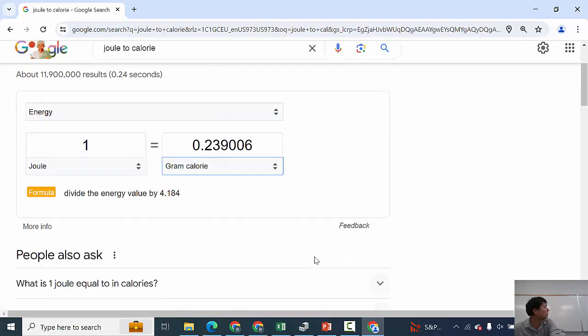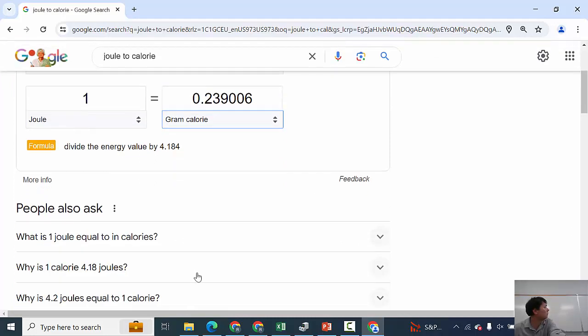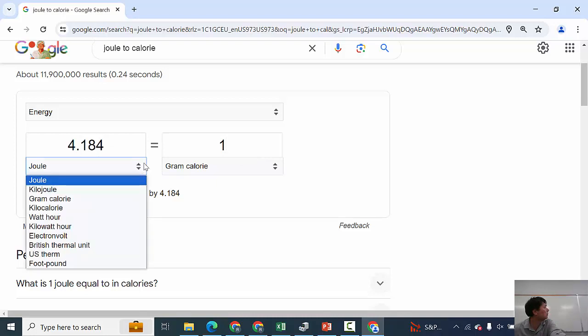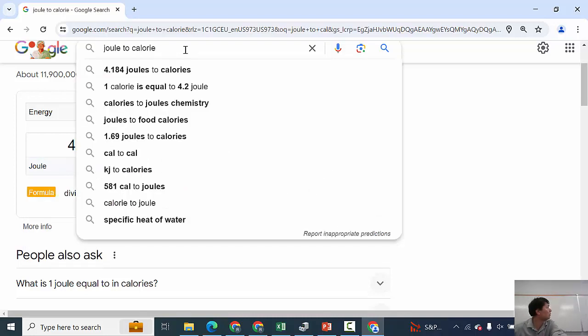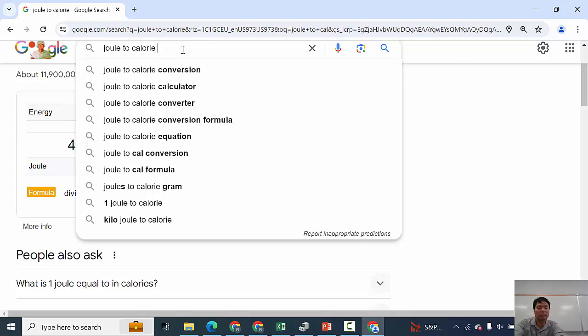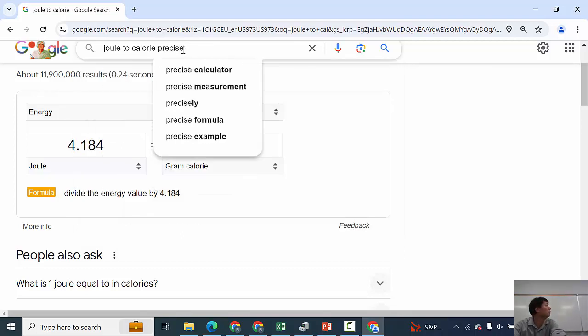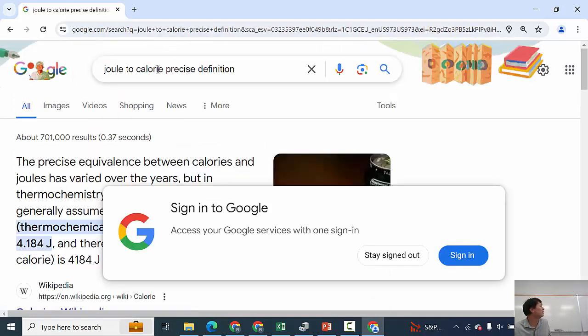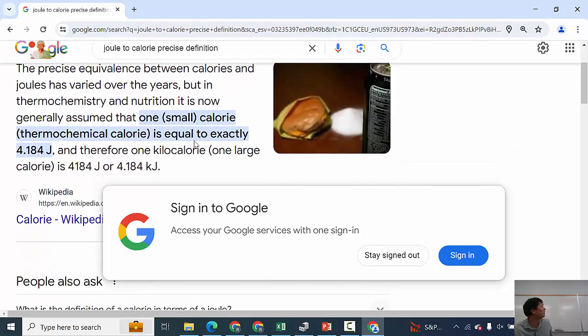Gram calorie. That's odd. Okay, so they changed it.